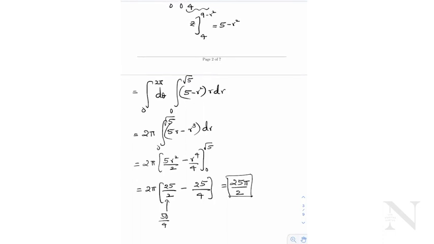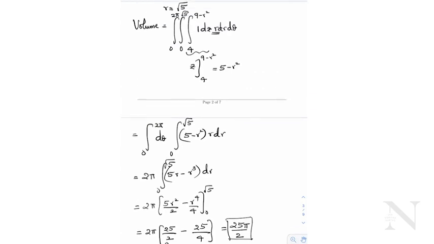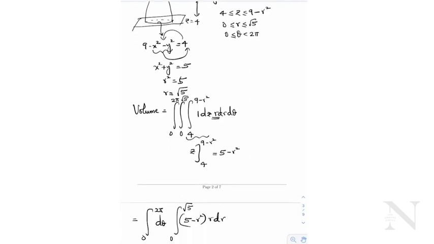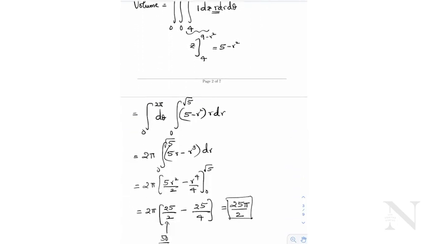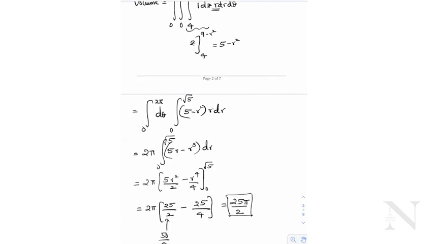For the bounds for z, would it also work if we change it from 0 to 5 minus r squared? It would, yes. It's the same solid. As long as the height doesn't change from 5 minus r squared, any combination that maintains the same height would work here. Okay, thank you.